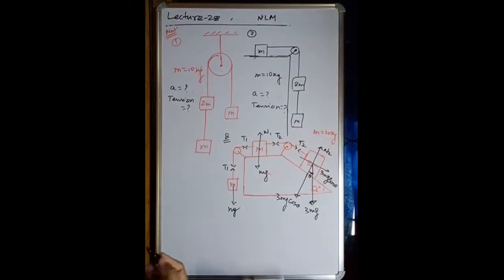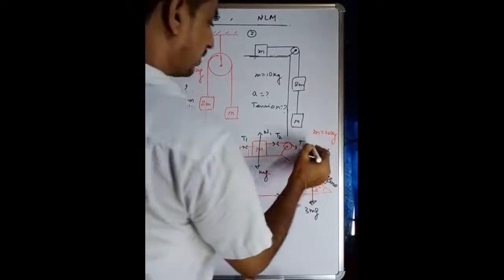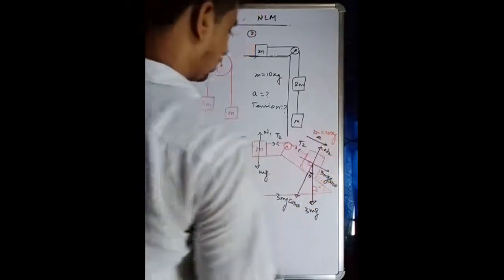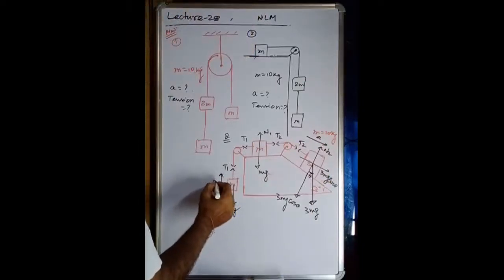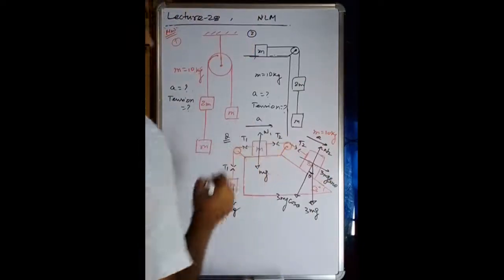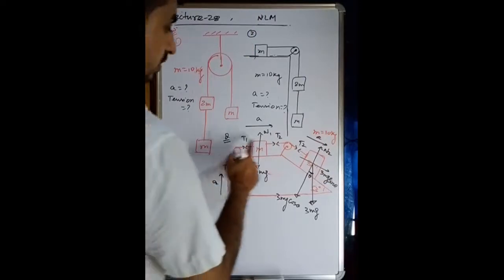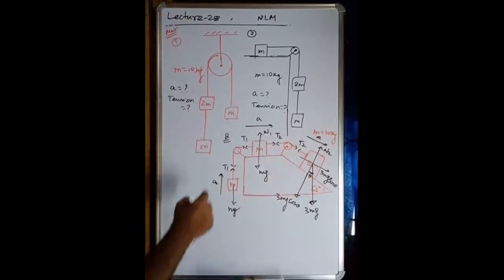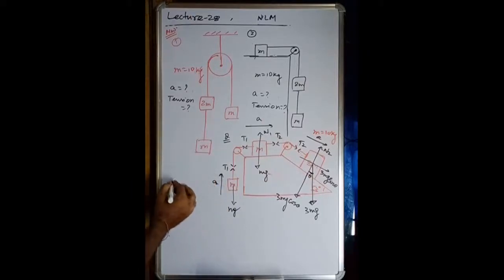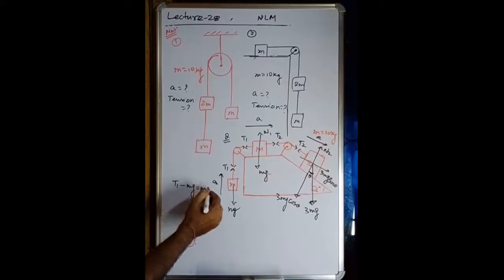Now we are going to write the equation. Suppose the system is moving in this direction with an acceleration a. Of course it will move up and it will move forward with the same acceleration because all the strings are straight and connected. Here we can write the equation T1 minus mg equals ma.